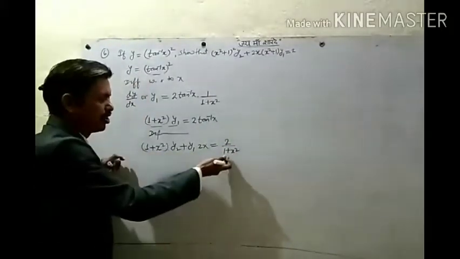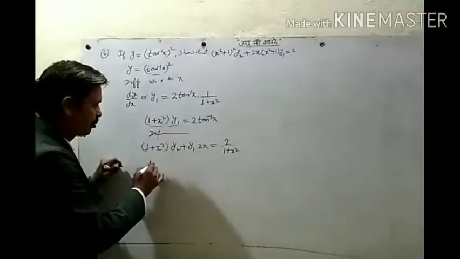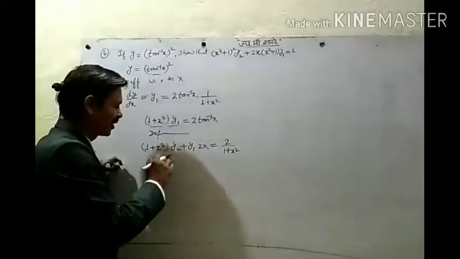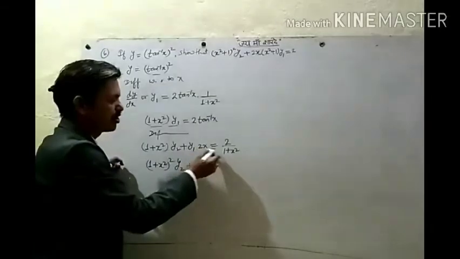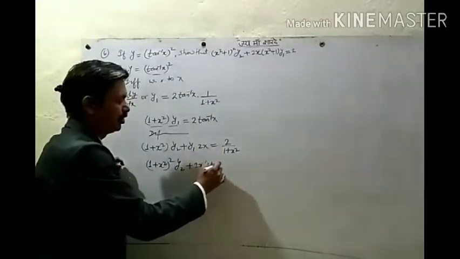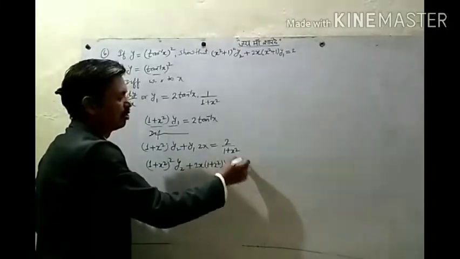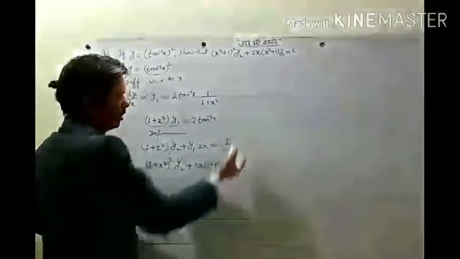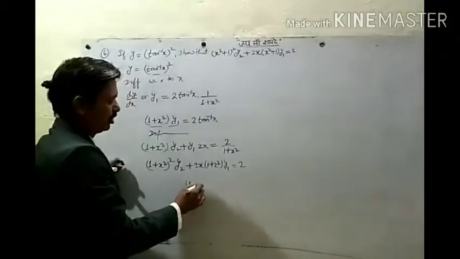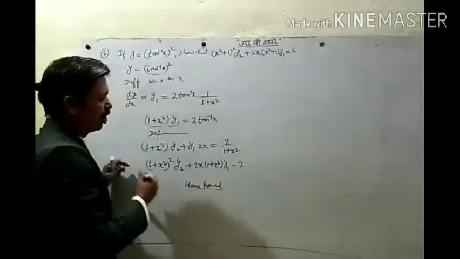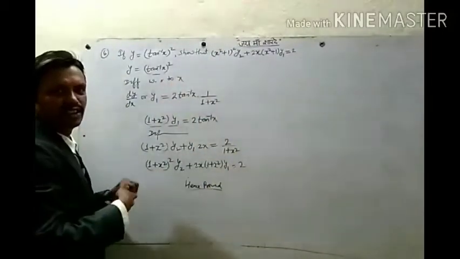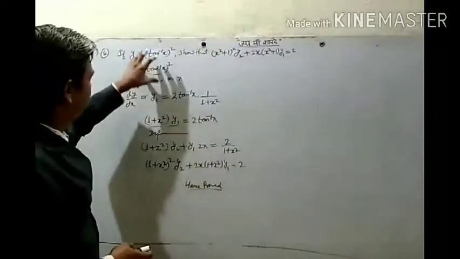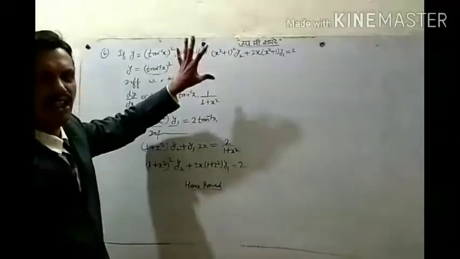Now this will go here, cross multiplication will give you (1 plus x square) to the power 2, its square, square of 1 plus x square, y2 plus 2x into (1 plus x square) y1 is equal to 2. So we need square of (x square plus 1) y2 plus 2x (x square plus 1) y1 is equal to 2. So without putting these values here, we can find it. One option is we find y1, y2 and put them here, or with the help of this only we can reach up to here.